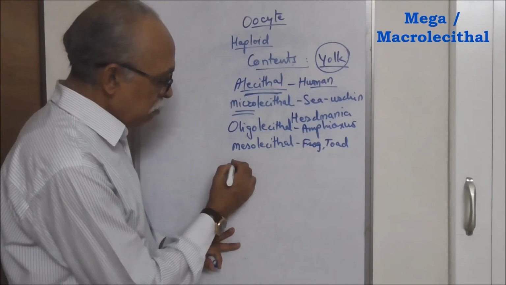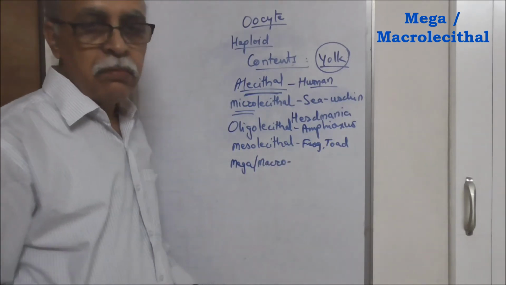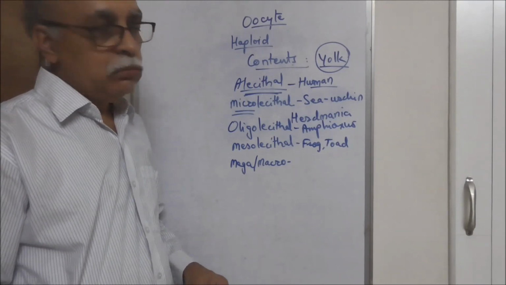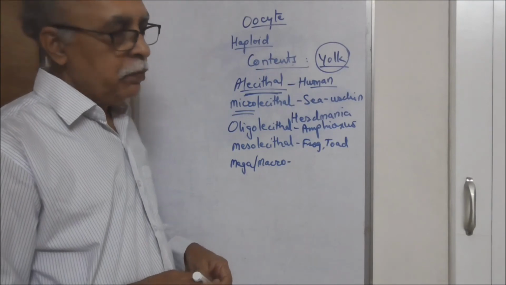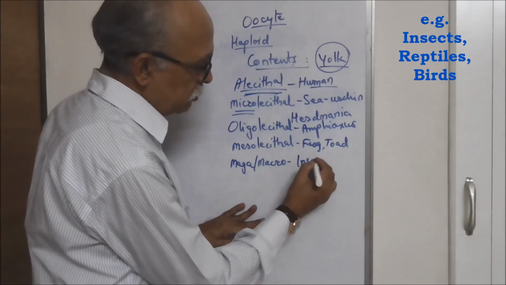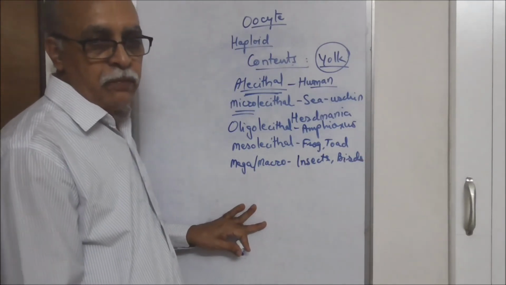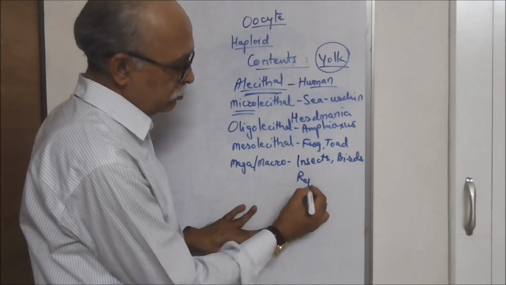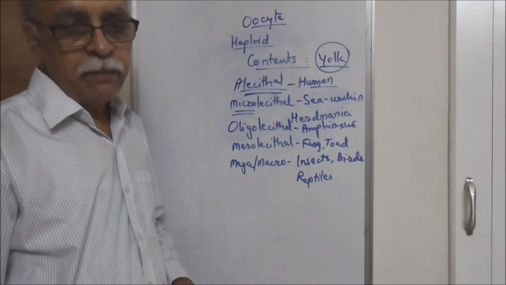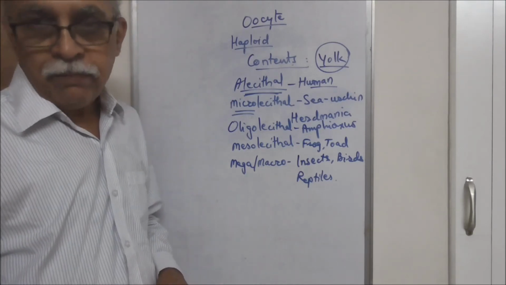And next could be megalecithal or macrolecithal eggs. A large amount of yolk is contained in the cytoplasm. Cytoplasm could be pushed towards the periphery or could be localized in the center. Examples could be insects, birds, or even reptiles. A large amount of yolk is contained in the egg cell. Now that's the classification on the basis of the amount of yolk contained in the egg cell.